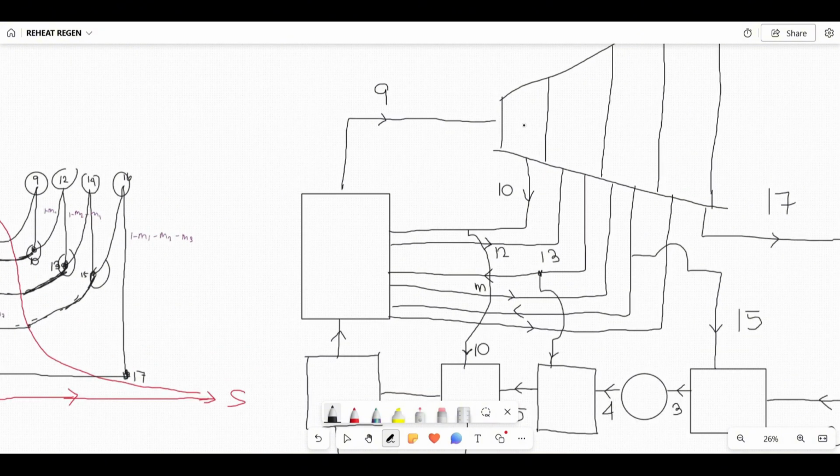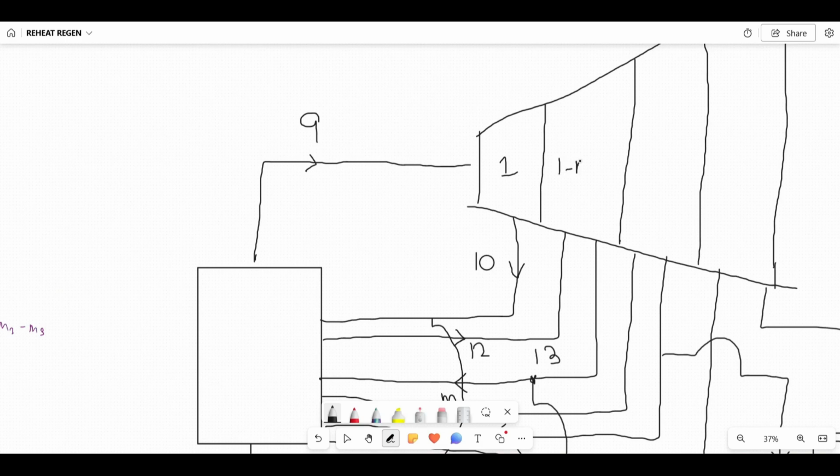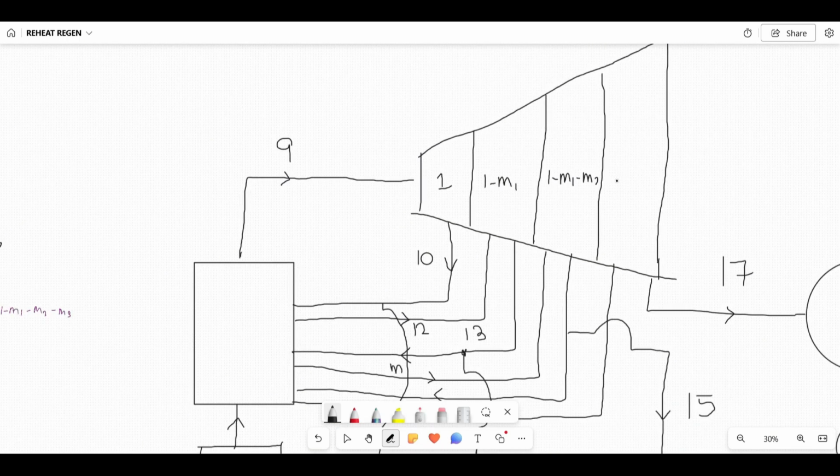So here we have 1 as the mass. Now here we have 1 minus mass 1. Then 1 minus mass 1 minus mass 2. Then 1 minus mass 2 minus mass 3. Then 1 minus mass 1 minus mass 2 minus mass 3.